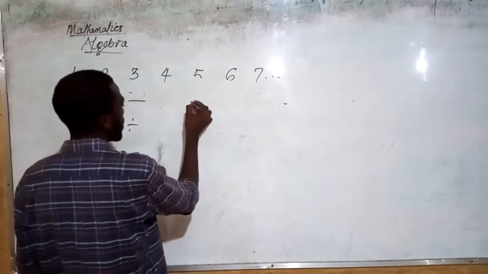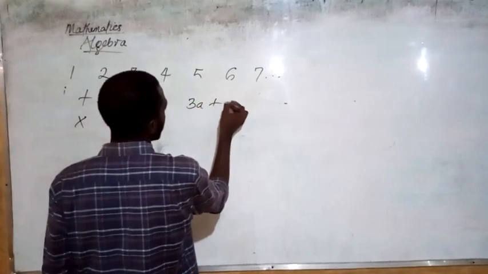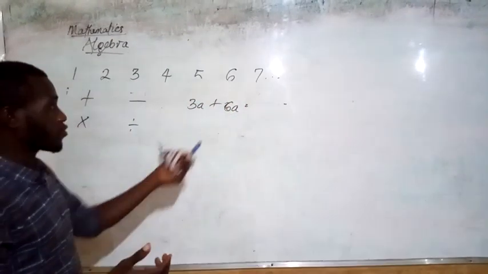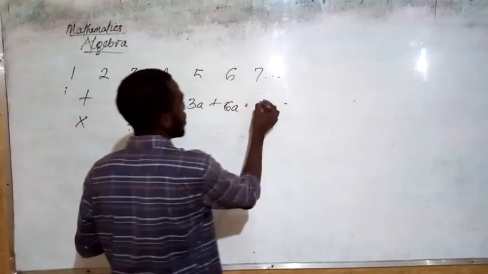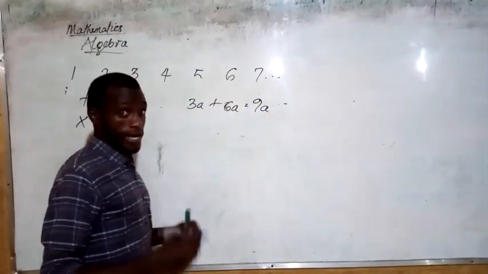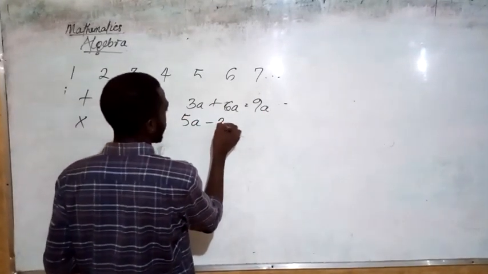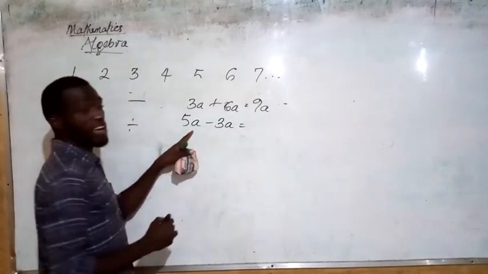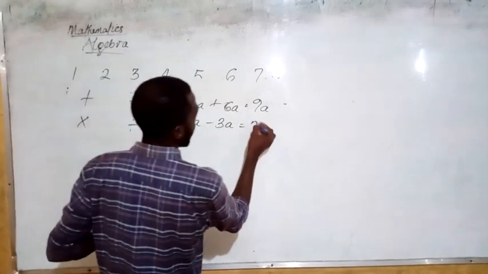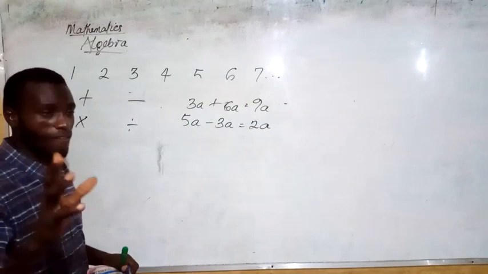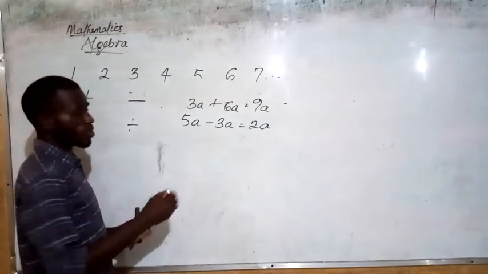If I told you something like 3a plus 6a, you would look at it as 3 apples plus 6 apples to give you 9 apples. Alright, that is one way to solve it. If I said 5a minus 3a, that would be 5 apples minus 3 apples. I'll be left with what? 2 apples. Now, what if I give you something like this?